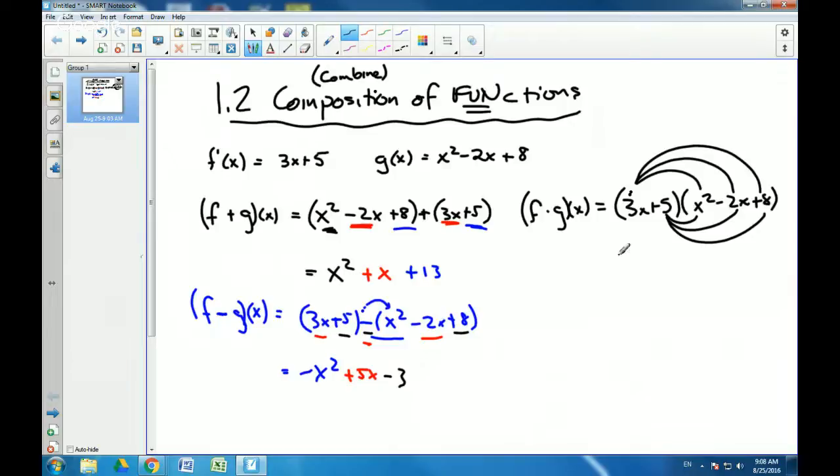Okay, so 3x times x squared. Thank you, I would have messed that up. 3x times negative 2x. And then 3x times 8. Okay. Am I going too fast? A little bit. Except for Sophie, I'll let you write that down.